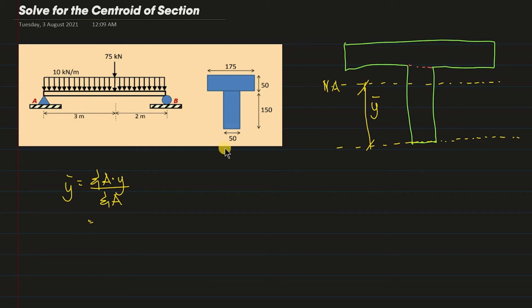Ang area niyan would be equal to 175 times 50. So, I believe these are in millimeters. So, that's 175 times 50. Okay, so yung top portion lang na to. Okay, and then, we multiply the y or the distance mula dito sa centroid niya papunta sa ating temporary reference point. And yung centroid nito is located, di ba, is sa kalahati ng distance na to. This is h over 2.